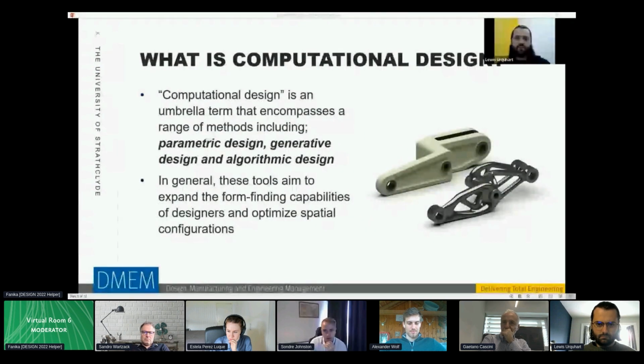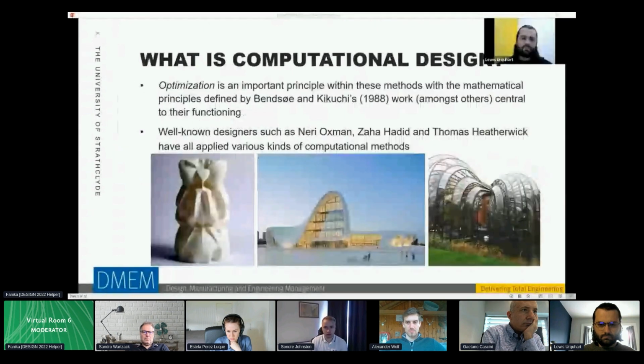So to start off, what is computational design? Computational design, in our understanding at least, is an umbrella term that encompasses a range of methods, including parametric design, generative design, and algorithmic design. So in general, these tools aim to expand the form-finding capabilities of designers and optimize spatial configurations around particular inputs and constraints. So optimization is a very important principle within these methods.